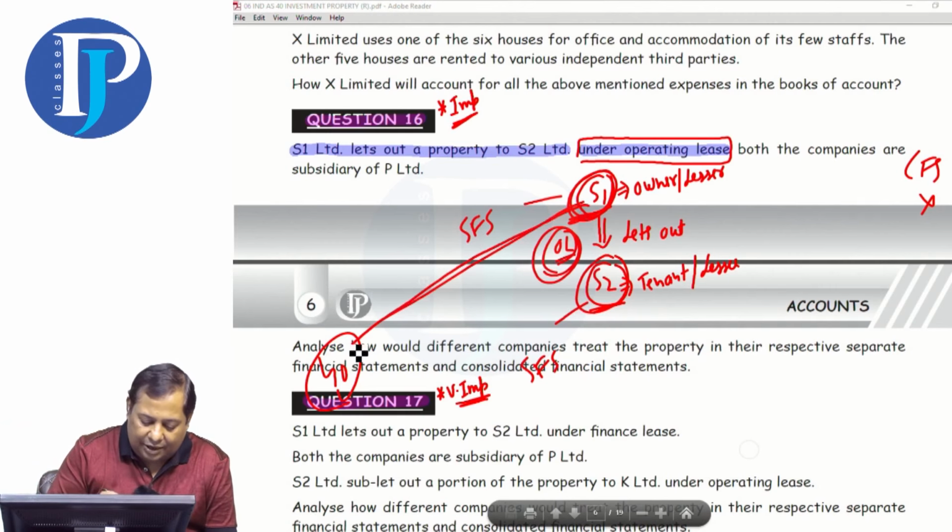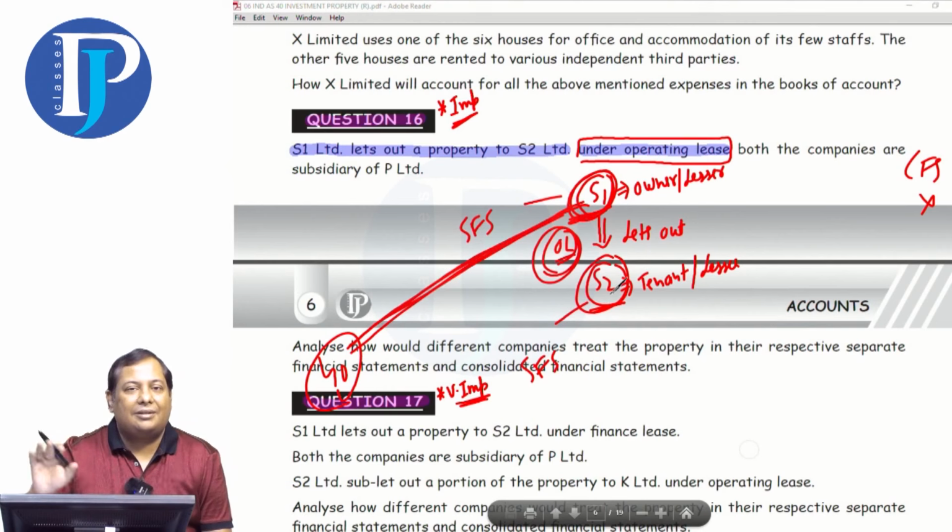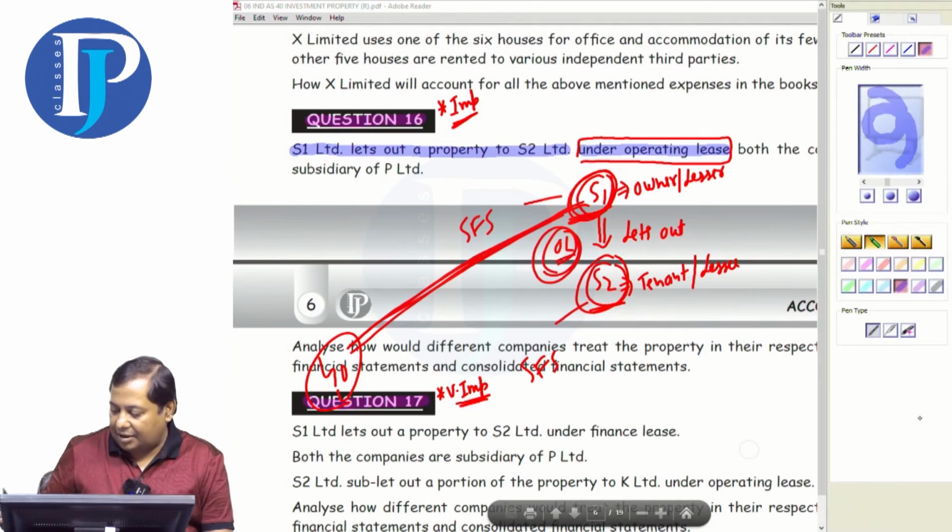So your S1 here will be subject to Ind AS 40. Okay, 40. S2 here will do nothing. He'll just keep paying rent. This point we discussed in concept number 2. But I need to see what's in the question next.